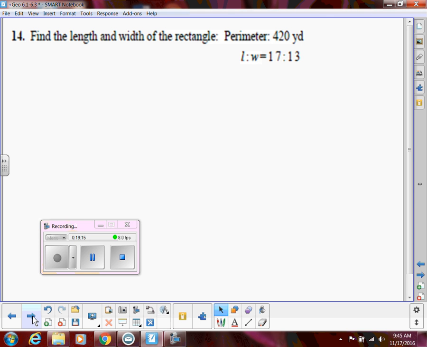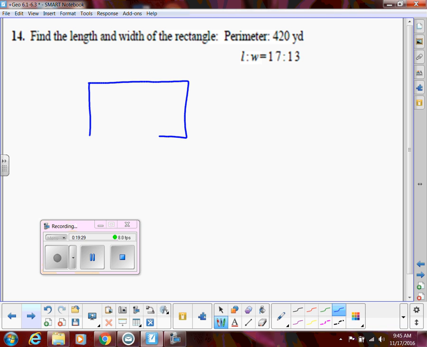So we're going to find the length and the width of the rectangle, and they tell us that the perimeter is 420 yards. Okay, and they give us this ratio. The ratio of the length to the width is 17 to 13. So what do we do? We draw a rectangle. Okay, so if we call this the length and this the width, this is going to be 17 compared to 13, but again, we need like an A or a B. Let's use A, that's fine. So I know this is 17A compared to 13A.